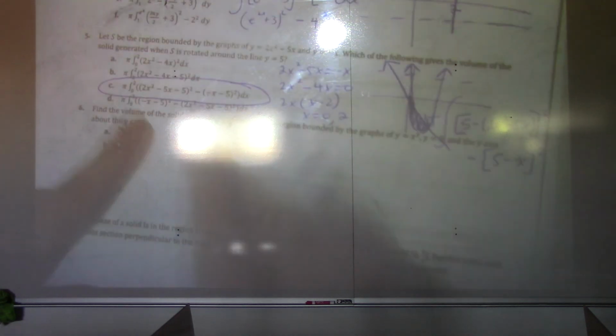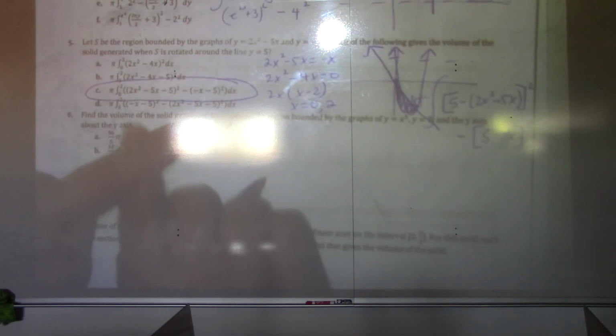D is super similar, but because you have it out of order, you would just get a negative volume.